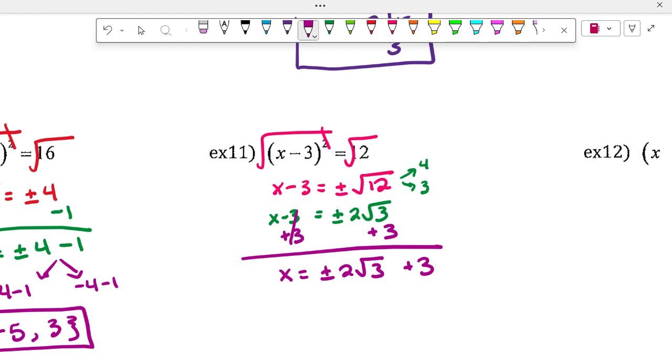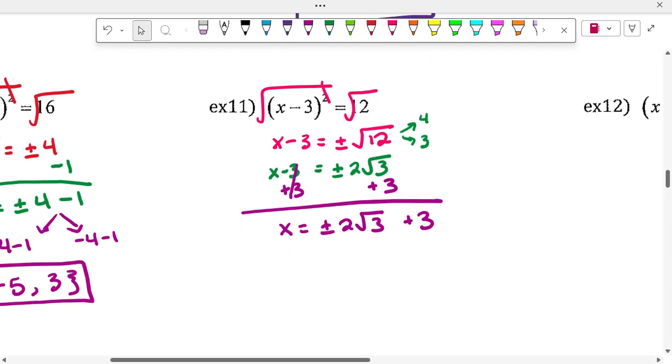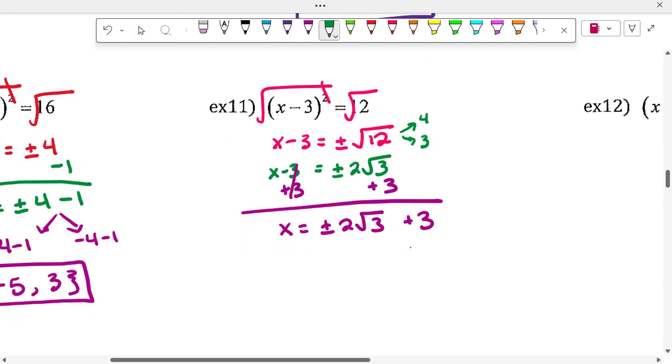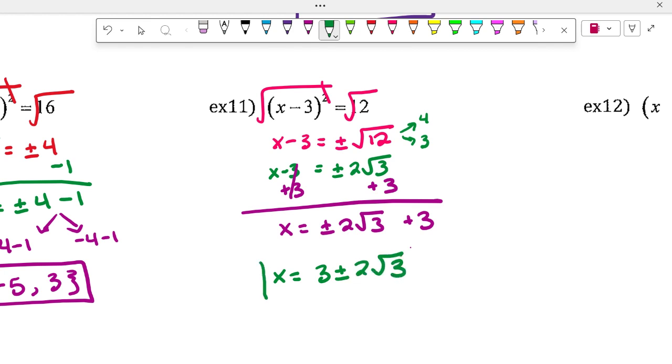Remember, adding radicals is like adding like terms. Are 2 square root 3 and 3 like terms? No. So that's why we can't add the 3 to the 2. So we can literally leave our answer just like this. However, I would rearrange so that the plus or minus is after the 3, just so it looks a little bit more concise. So x is equal to 3 plus or minus 2 square root 3. And I would leave that answer.